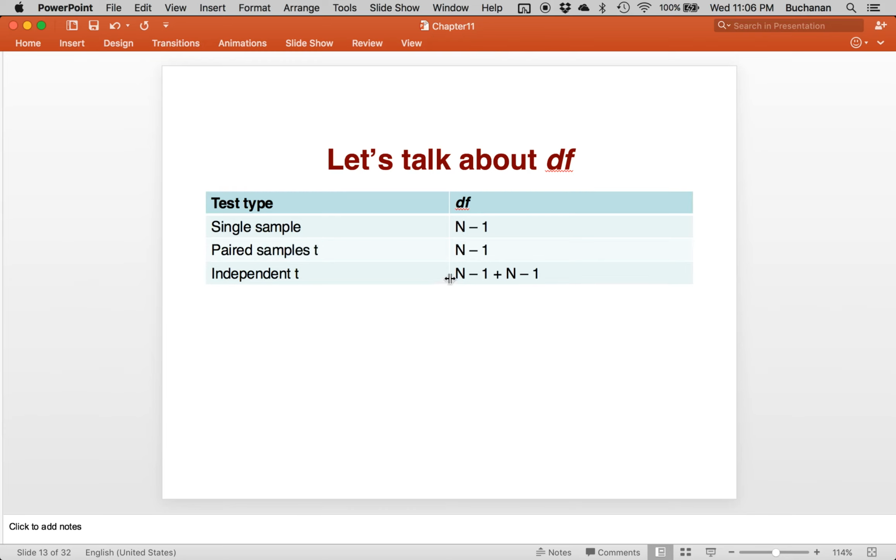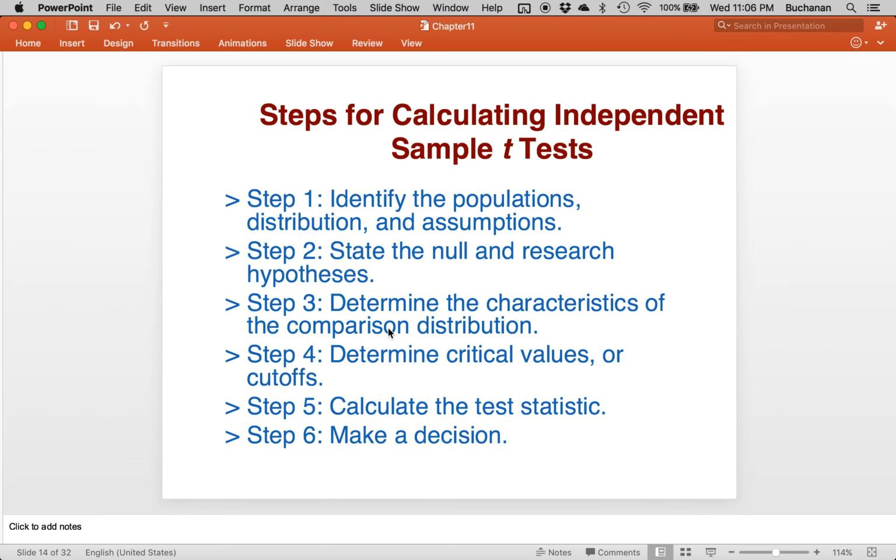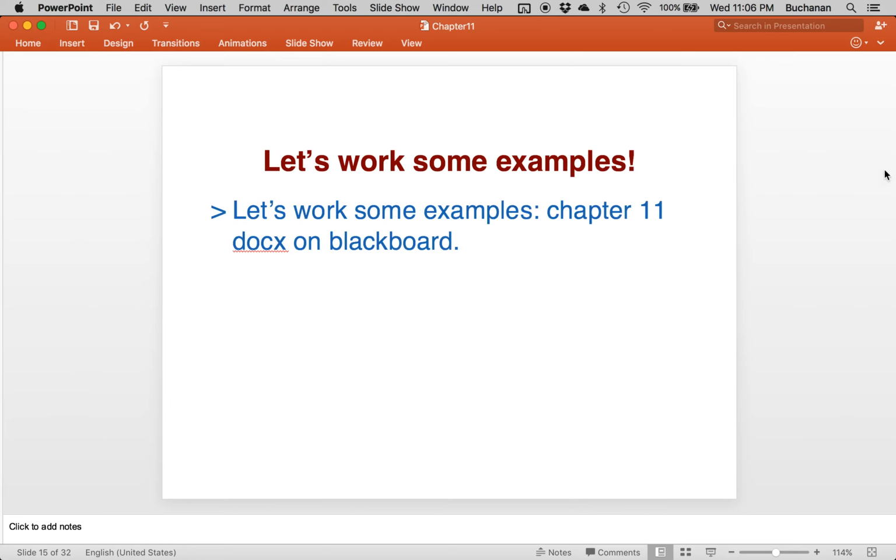So for independent t, it's n minus 1 plus n minus 1. These are the same steps that we've been doing this whole time. So we're going to apply this to a very specific example. So let me load that up.